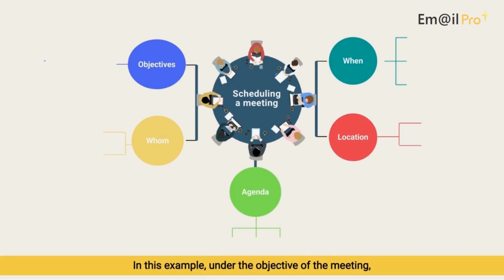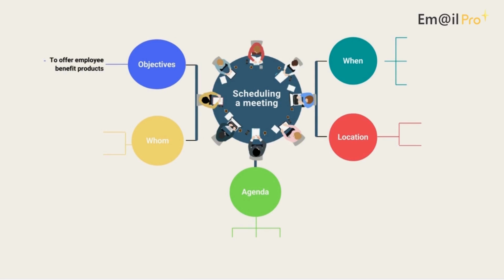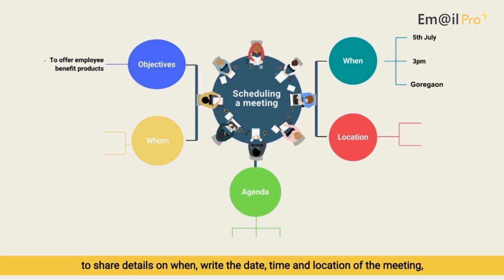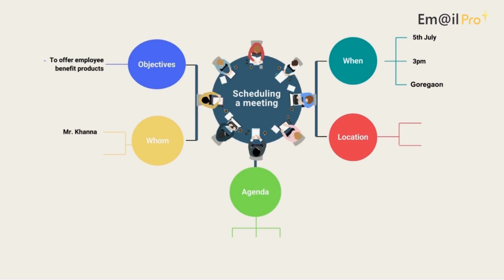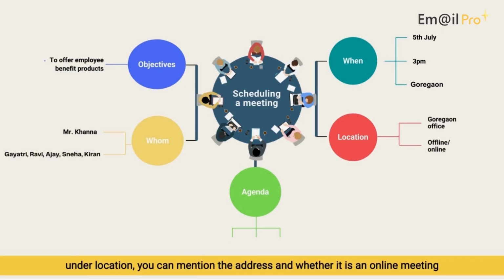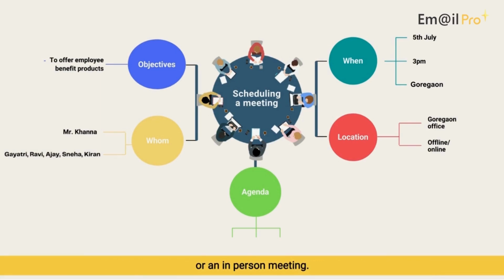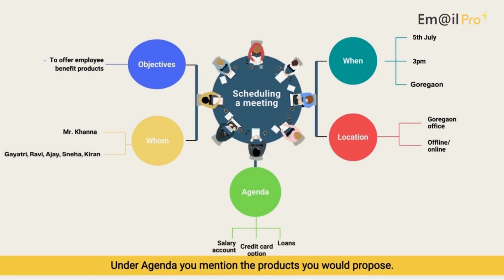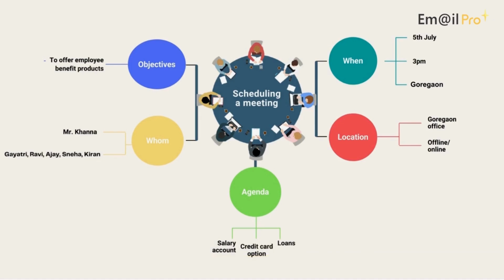In this example, under the objective of the meeting, you can write to offer employee benefit products. To share details on when, write the date, time, and location of the meeting. Under whom, you can write the person who would be attending the meeting. You could also mention the other members you would be meeting. Under location, you can mention the address and whether it is an online meeting or an in-person meeting. Under agenda, you mention the products you would propose. For example, salary account, credit card options, and loans.